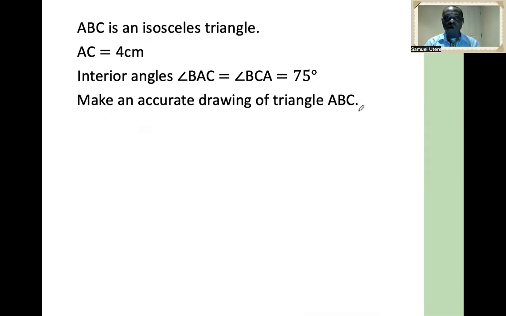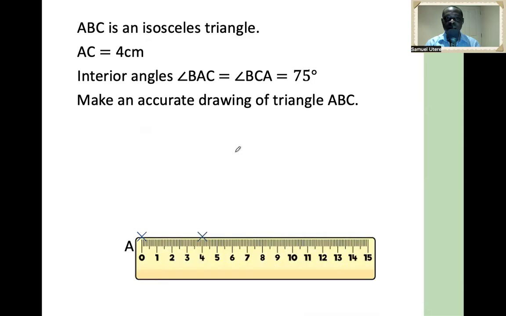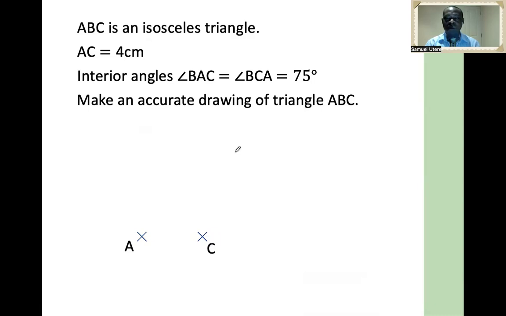Well, the first thing we do is we mark a point and call it A. We've been told that AC is 4 centimeters, so we're going to take our ruler and draw 4 centimeters and mark the end of that line segment C. We're going to take a ruler and join both points. The next thing is for us to draw angle BAC. Remember, the middle letter tells you where the vertex will be, or where the angle is going to be positioned. So the crosshair of our protractor has to be at end A.